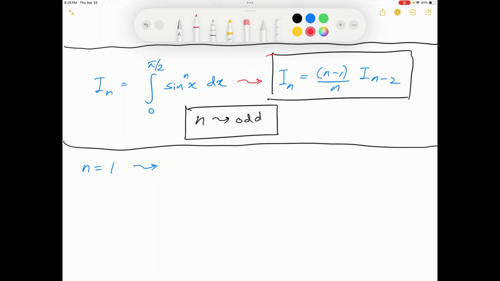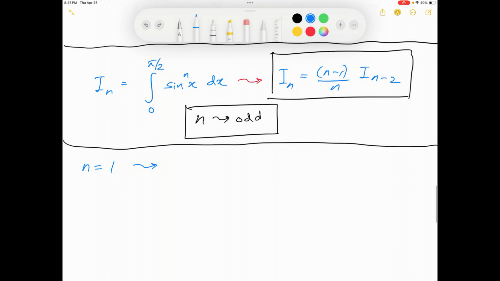n can take 1. If n is equal to 1, in that case I'm not going to use this equation. That is because I will have this unnecessary I sub n minus 2 term on the right hand side, which will lead to sine negative first power x integration. Therefore I'm going to go ahead and evaluate the n equals 1 case directly using the definition right here.